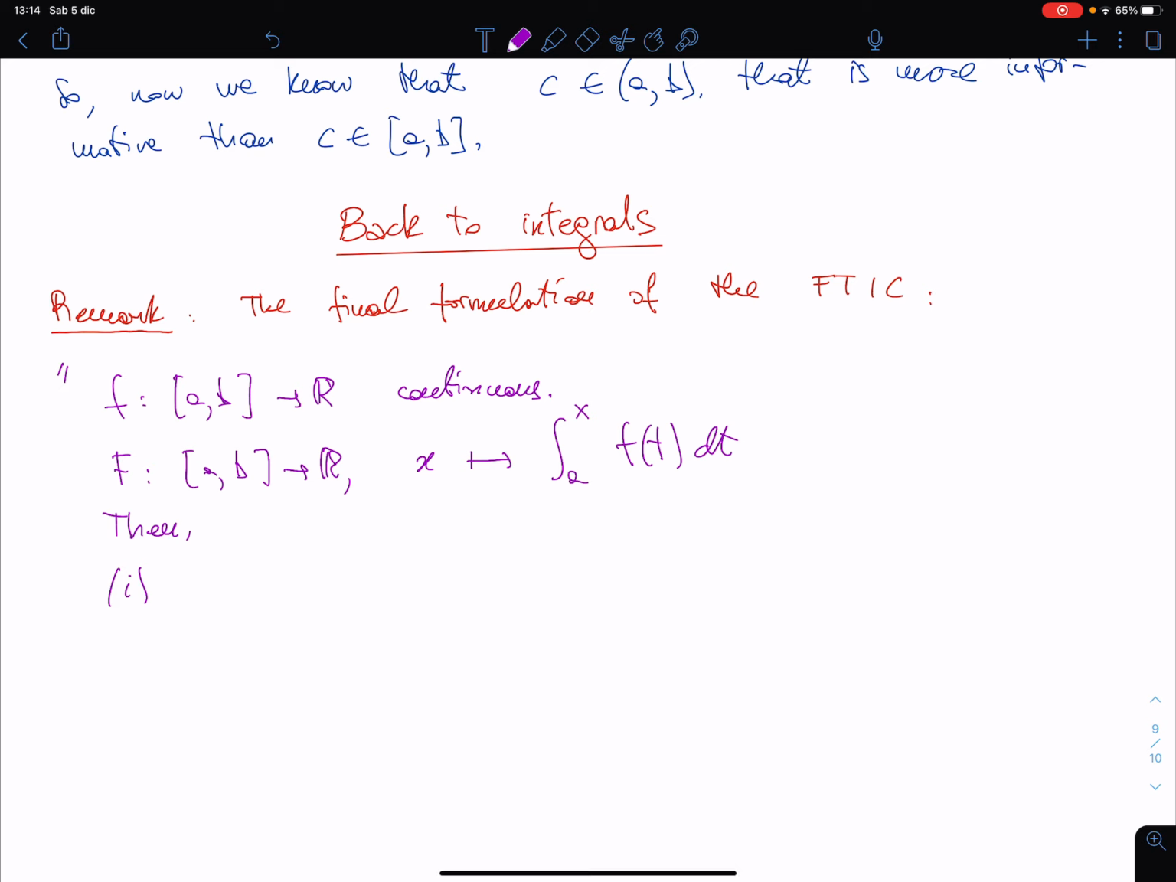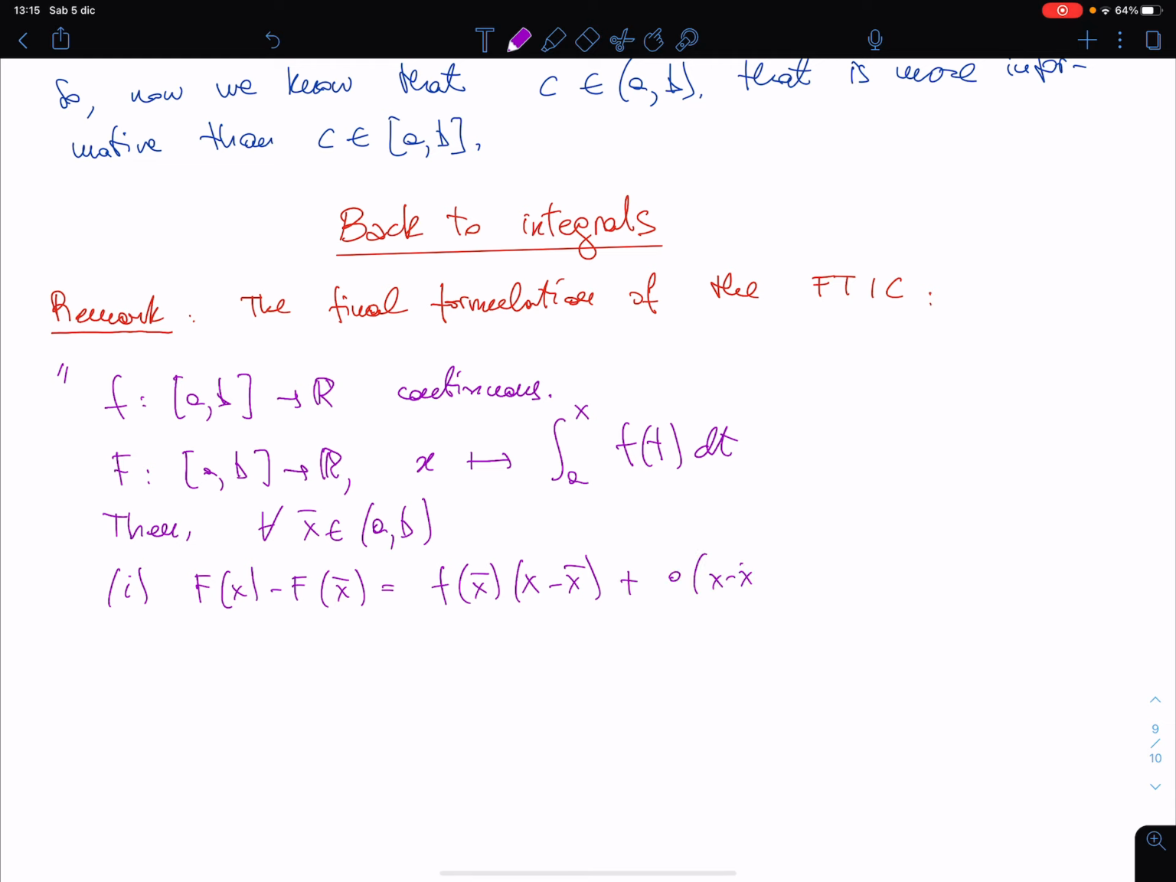You have that for every x bar in AB, let me say that AB is open. It is not strictly necessary, but however, capital F of x minus capital F of x bar is equal to small f of x bar times x minus x bar plus little o of x minus x bar as x goes to x bar. This is the first.